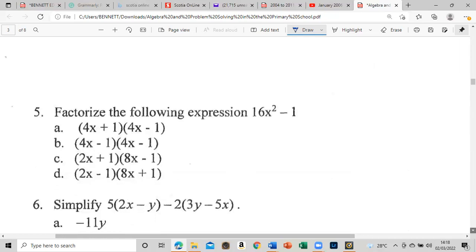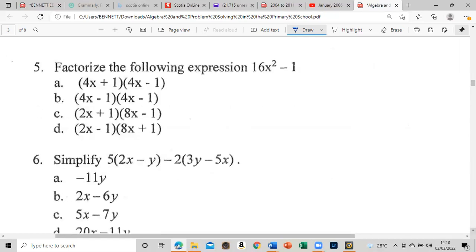Let's move on to number 5. What do you guys think about this one? It says factorize the following expression: 16x squared minus 1. And it gives us the options. Which would you choose? Is it A, B, C, or D?